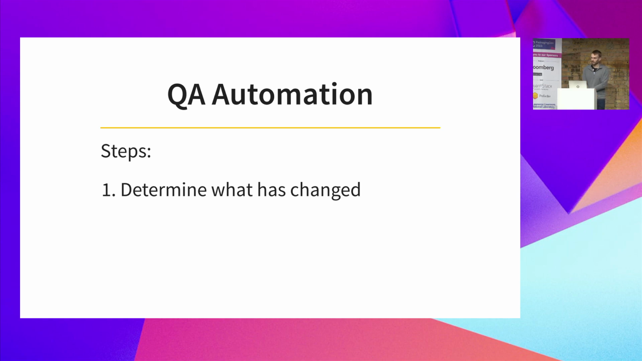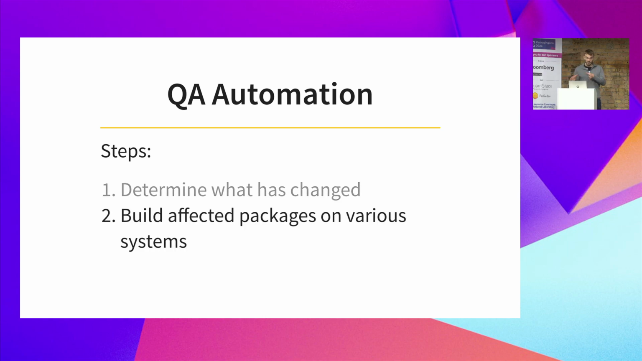So the process I've been taking for this is first trying to determine what has changed. A patch might add a new package. That's quite a simple change, but it might update a package. Maybe that package has dependencies. Maybe, how are they affected? So determining what changed is part of the problem. Then once I know what's changed, I can build those affected packages on various systems, and then try and report those results to the person who submitted the patch, as well as anyone who's reviewing it, hopefully informing what they do.